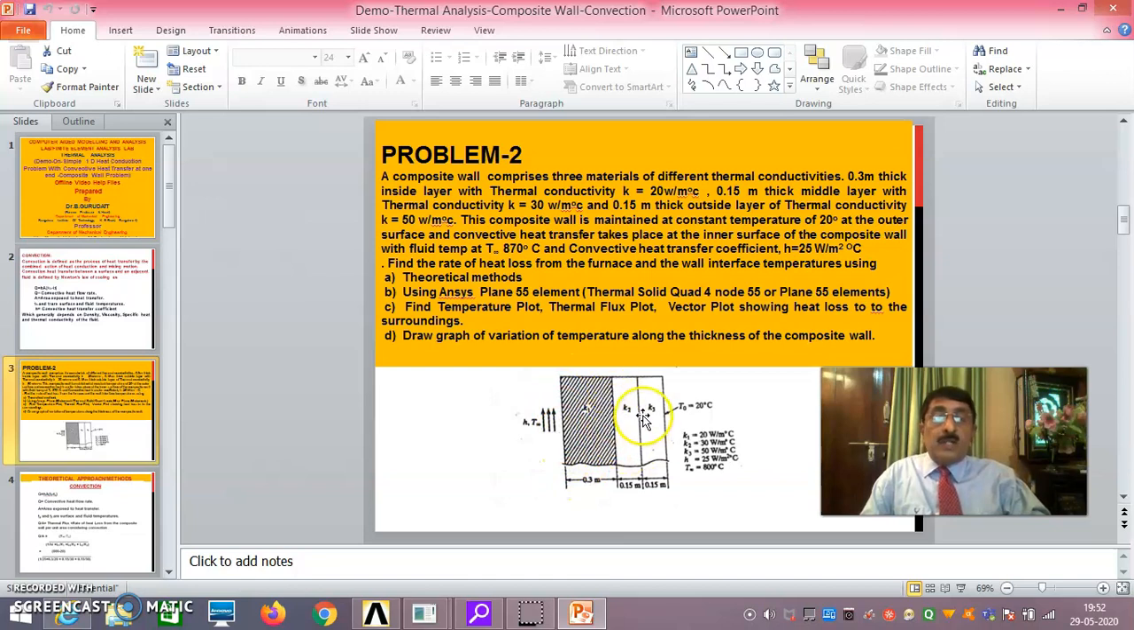This is T2, T3, and T4 is T0, 20 degrees. But right now we don't know this. We don't know this, and we don't know this also. All the three things have to be determined. And also Q by A, the convective heat flow rate, also should be determined.